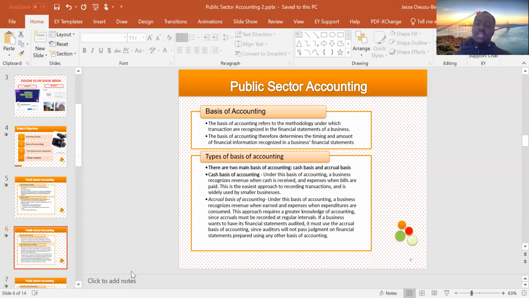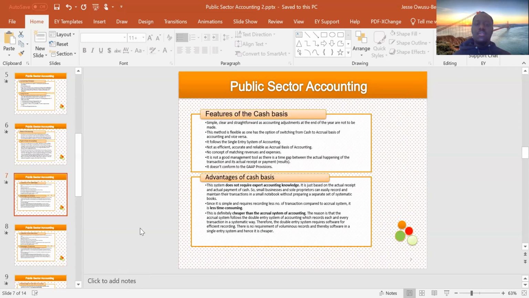So under the accrual basis, revenue is recognized when earned and expenditure is recognized when incurred. Very, very important. And if a business wants to have audited financial statements, they are prepared in line with the accrual basis of accounting. Very key, very key.